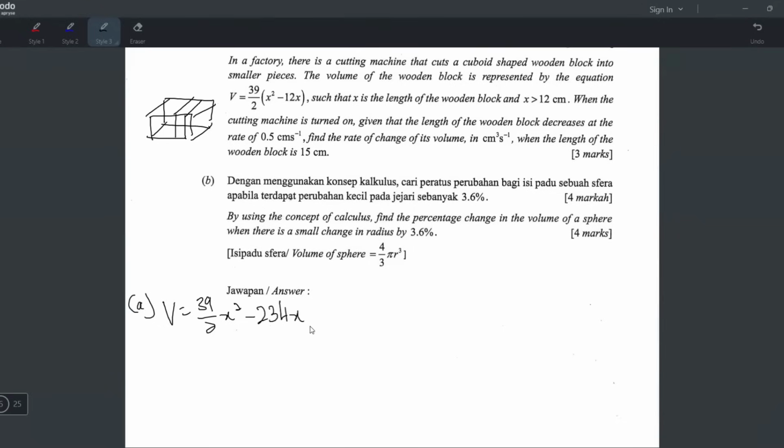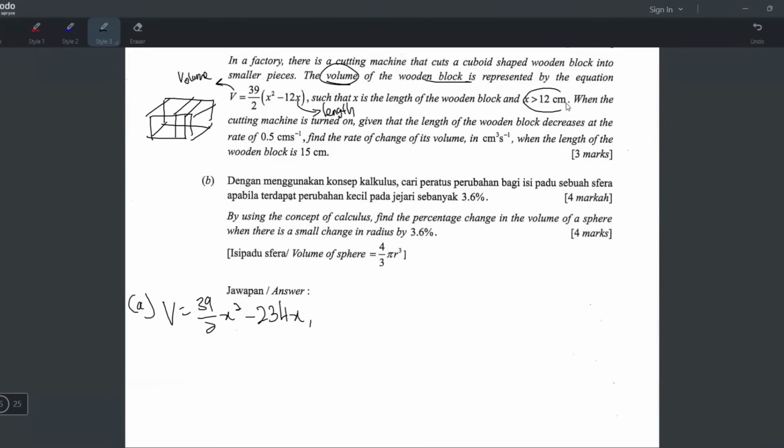Okay. All right, so this is the equation for volume of wooden block such that x is the length of wooden block and x is bigger than 12. All right, so V stands for volume. And did they give you unit? If they give you unit, include the unit. Okay, dia tak cakap unit lah, but okay, then it's okay. And then the x says here is the length of wooden block, so that's the length.